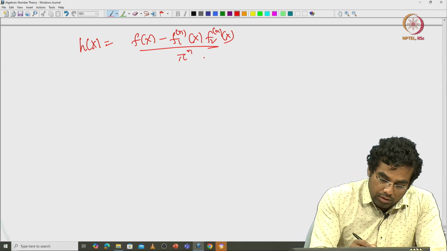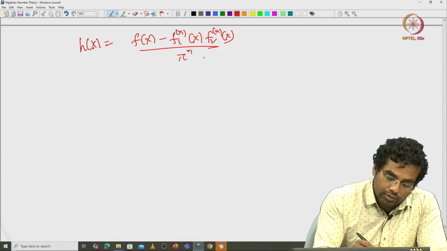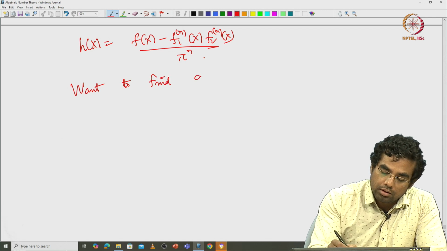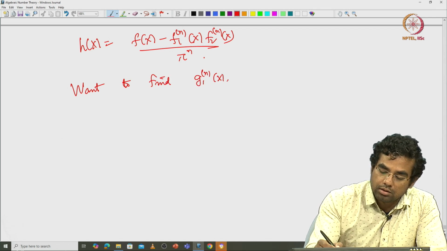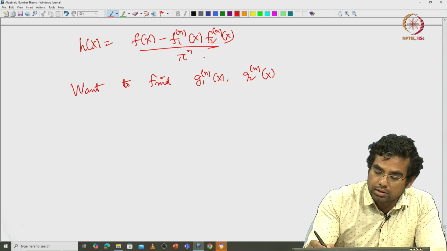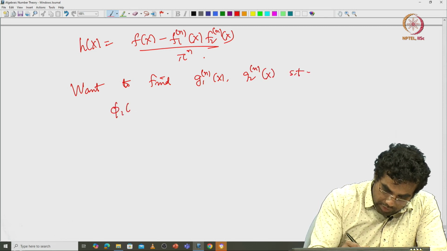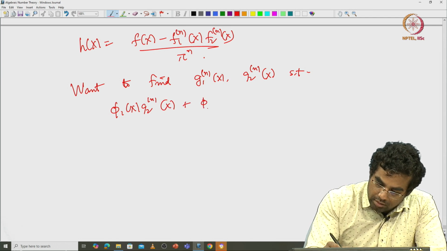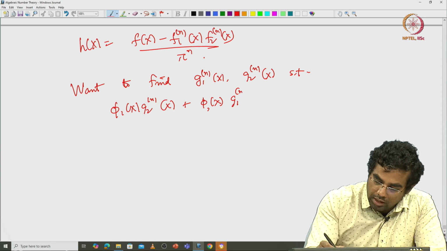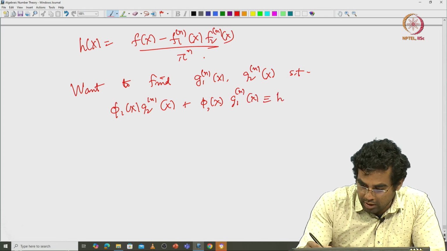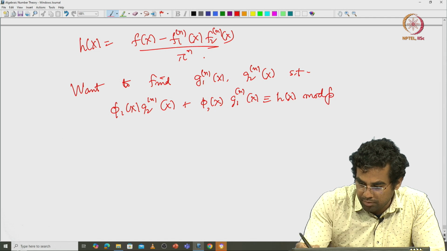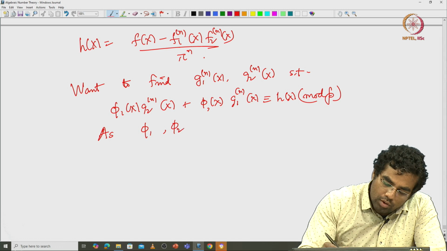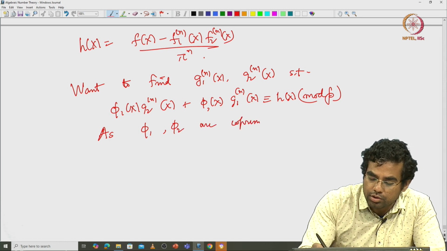Okay. All right. So, let us recall what we want to do. We want to find g1 n x and g2 n x such that phi 1 x g2 n x plus phi 2 x g1 n x is congruent to h of x mod p. But as phi 1 and phi 2 are co-prime, we can always find a solution to this.